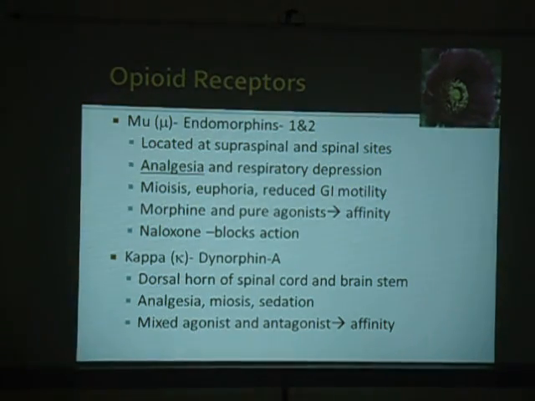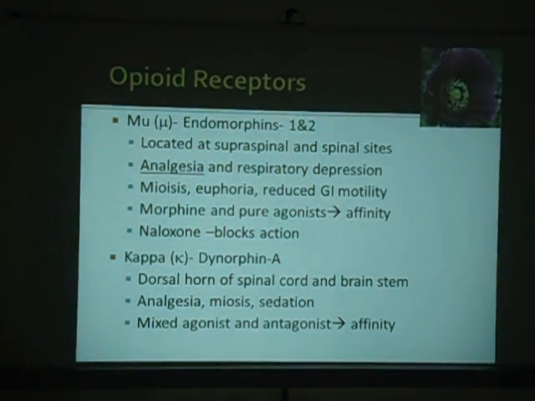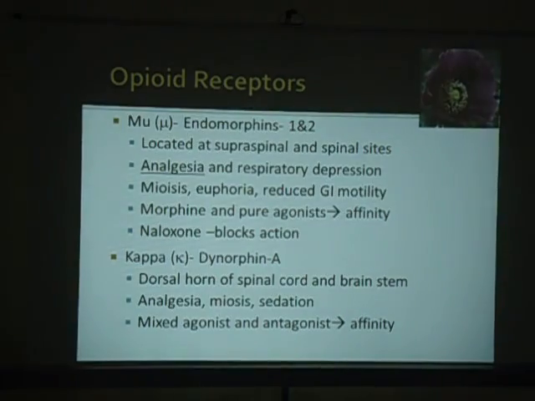We have studied mu, kappa and delta receptors, but mu receptors are the ones primarily involved in pain transmission among the opioid receptors. Where are they located? At the spinal and supraspinal sites. Kappa receptors can also produce analgesia, miosis and sedation. All these properties can be seen on activation of kappa receptors. But dynorphin is primarily involved in dysphoric reactions.